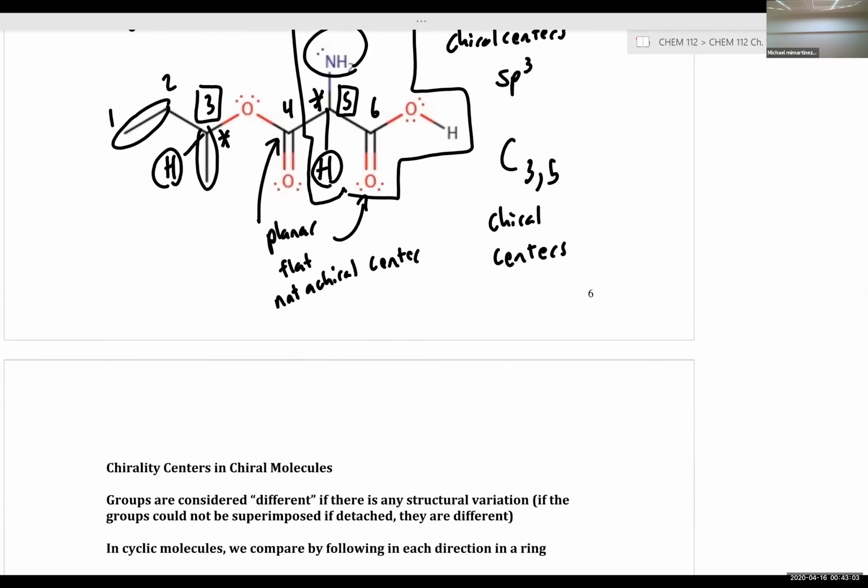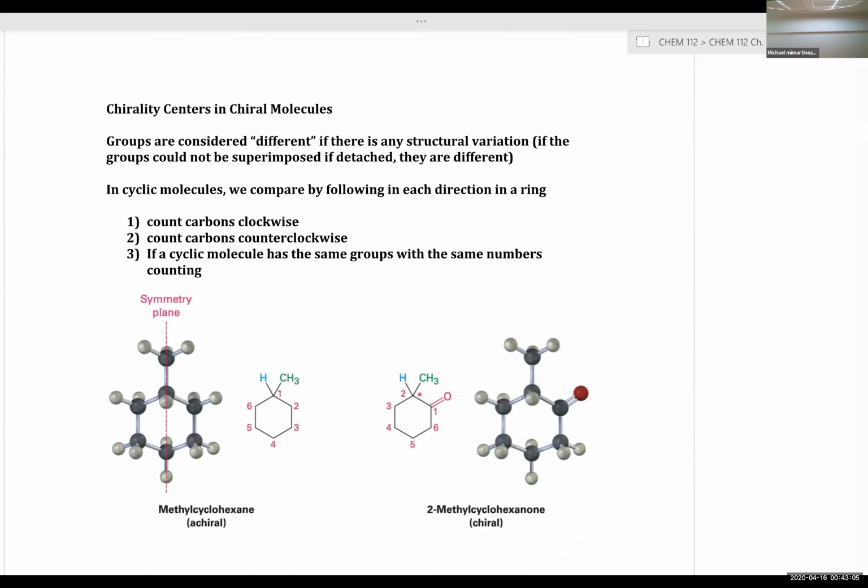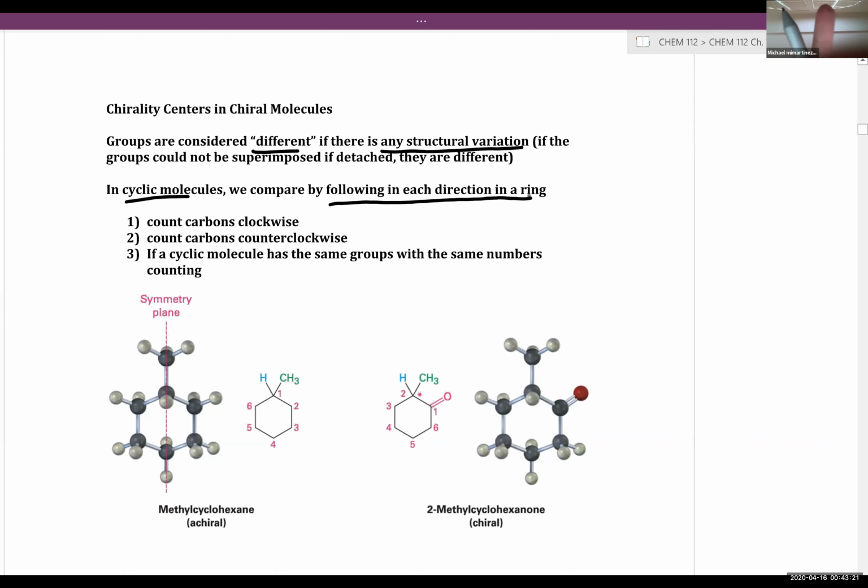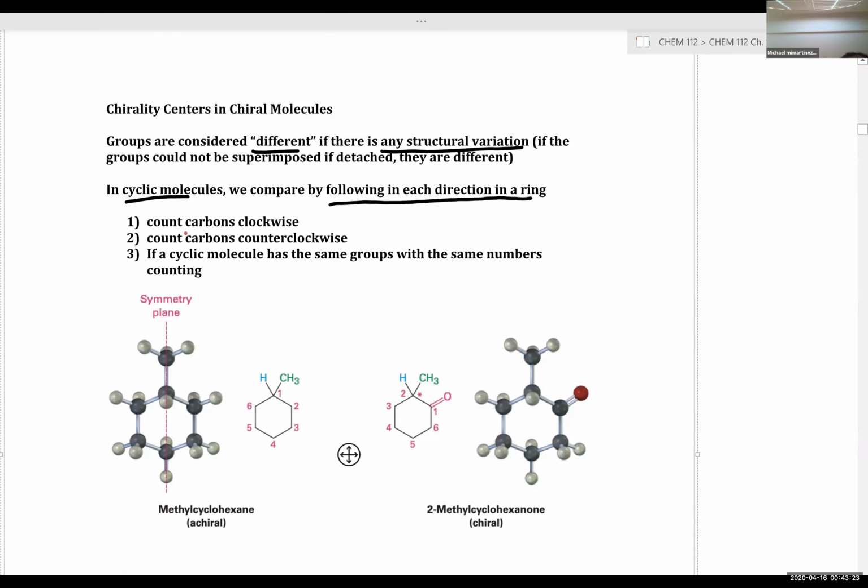So let's talk a little bit about chirality centers and chiral molecules. Groups are considered, quote unquote, different if there is any structural variation. In cyclic molecules, one way that we compare is by following in each direction of the ring. In method number 1, we count carbons clockwise. In method number 2, we count carbons counterclockwise. If we have the same groups with the same numbers of counting, then we can conclude that the substituents are identical.